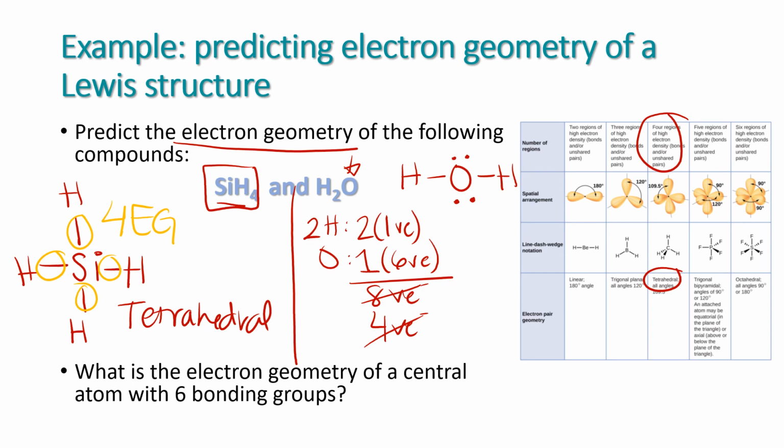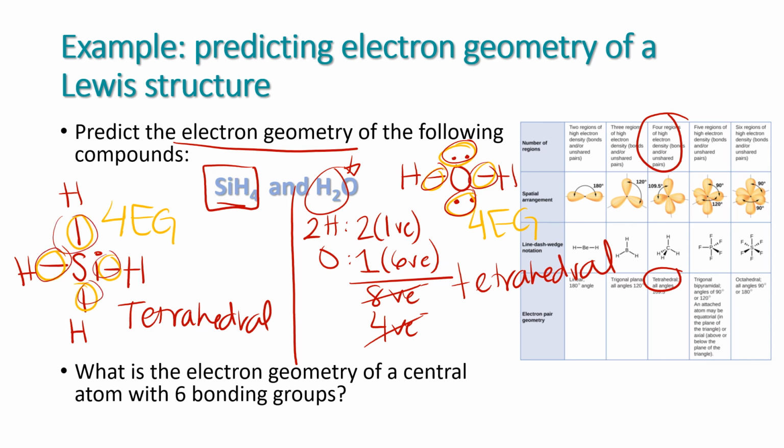So let's determine how many groups we have around this central atom. We have 1 group, 2 groups, 3, and 4. We have 4 electron groups around it. So again, we have a tetrahedral electron geometry for water. I like contrasting these examples because in this case we have 2 lone pairs and 2 bonding pairs, but the total is still 4. And over here we have just 4 bonding groups. So you can see how the electron geometry can stay the same even if you have different combinations.